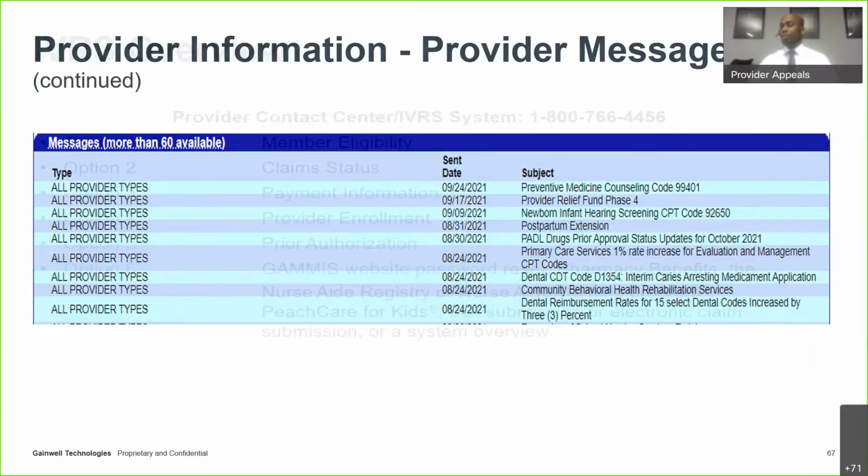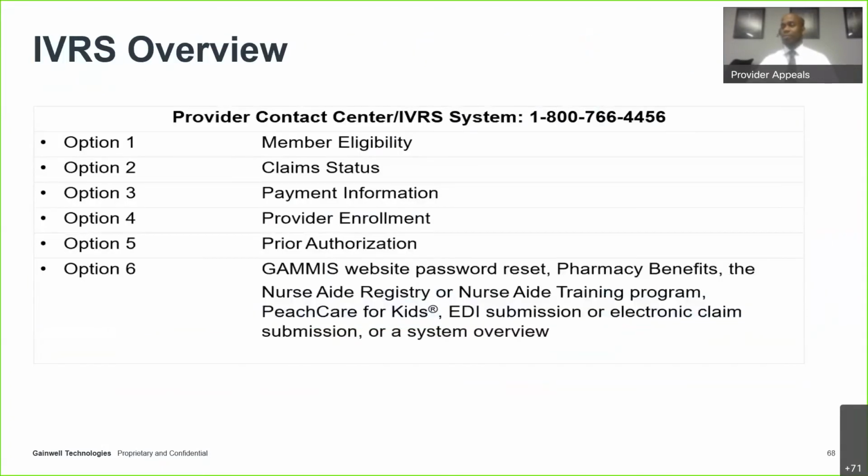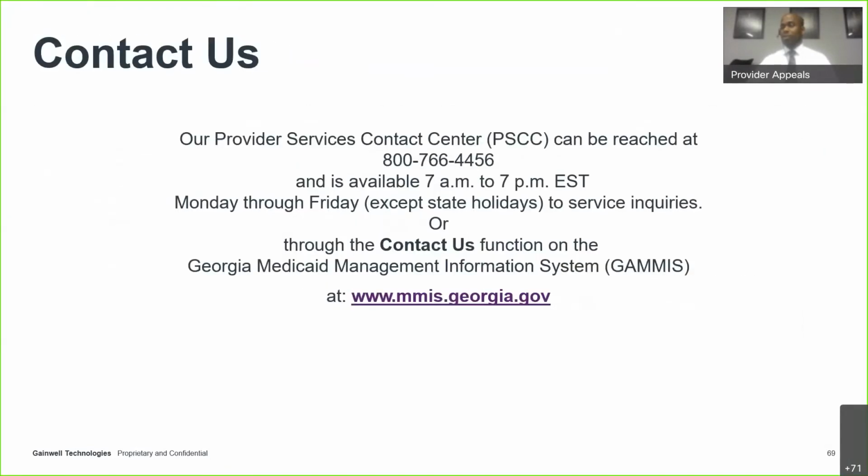As always, our call center is available to you at 1-800-766-4456. It is available Monday through Friday, 7 a.m. to 7 p.m. unless it's a state holiday. You can always utilize the IVR system to check eligibility, claim status, payment information, provider enrollment, prior authorization, and PIN password resets. So again, the 1-800 number, and of course, our website address is www.mmis.georgia.gov.